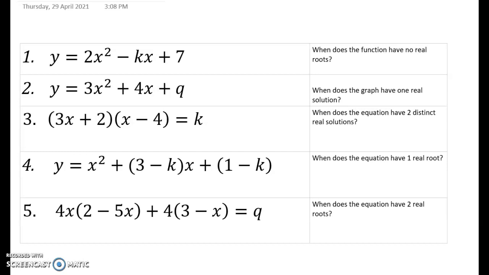Sorry about the background noise. That is the new puppy chewing on a shoe, but I'm going to keep on going. Right, so on to question number 2.